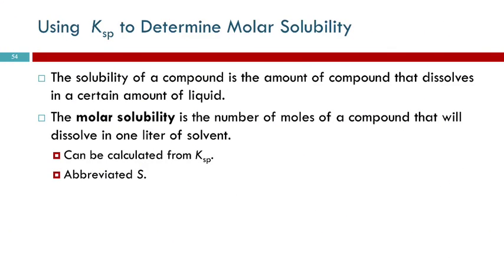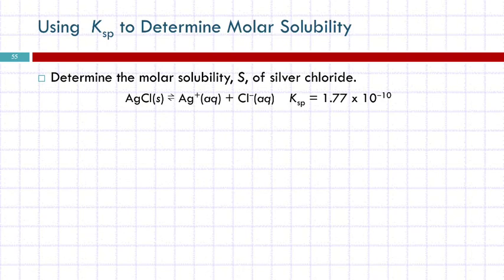So we can use KSP to determine what's known as the molar solubility. Molar solubility means how many moles of that compound will dissolve in 1 liter of solvent. We can calculate this from the KSP. It's usually abbreviated with a capital S. So if we want to do this one, we want to look at silver chloride. Now we learned that silver chloride is insoluble. If you look at its KSP, it's quite small, but a little bit will dissolve. And we can figure out how much.